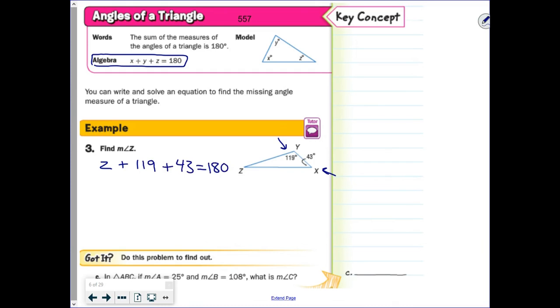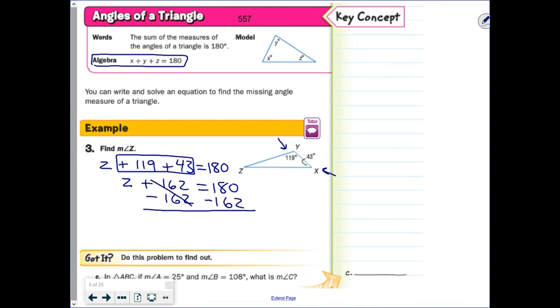Before I can start solving this equation, I need to combine my like terms. So I need to add 119 and 43 together. And so what I end up with is Z plus 162 equals 180. Then I can subtract 162 from both sides of the equation to isolate my variable, and I find out that the measure of angle Z is 18 degrees.